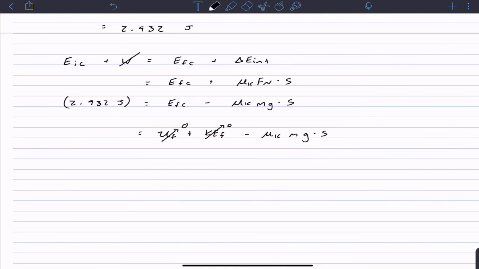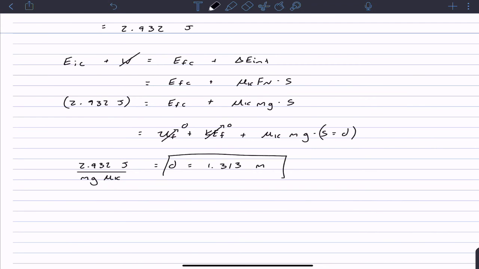So now all we really have to do is solve. We know all of these values. So now we have 2.932 joules over m g mu k is equal to S. Then we plug it into a calculator. And we get, that's actually not negative, now that I recall. The work energy theorem actually gives this to you in a positive value. Okay, so this is going to be, I just plugged this in, 1.313 meters. That's the distance. So this is actually, we'll call this D, right? S is equal to D. Anyway, this is your answer.